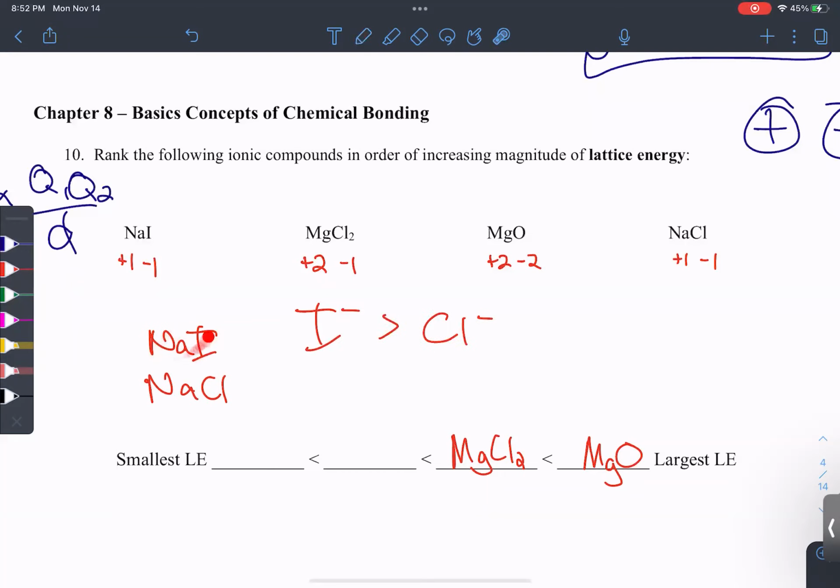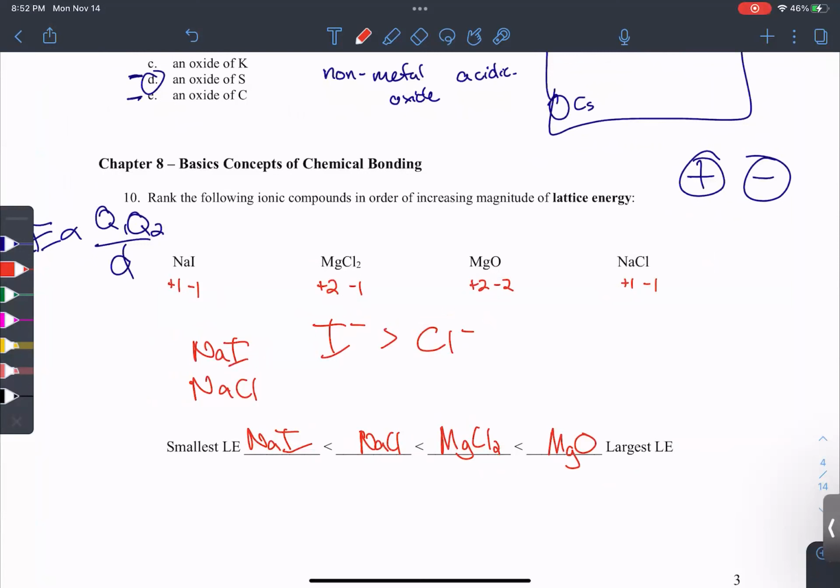So does that make the lattice energy of NaI bigger or smaller? Smaller, yeah. So it's going to be NaCl, then NaI. Basically, the strategy here for lattice energy questions is you look at Q1, Q2 first, then you look at size. That's it. Okay, so that's how you do it conceptually.